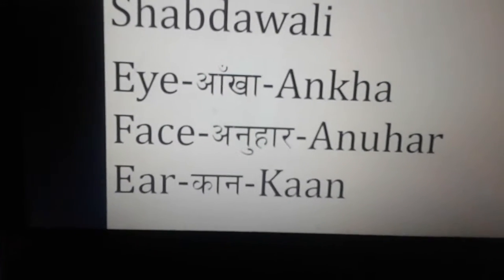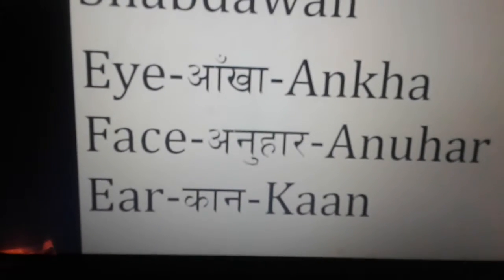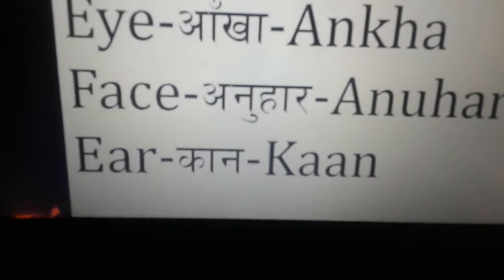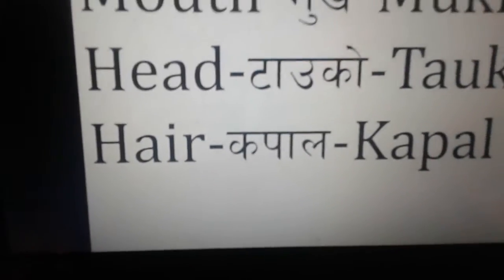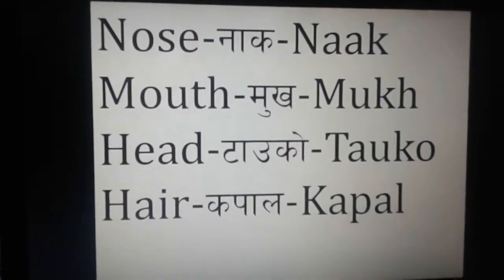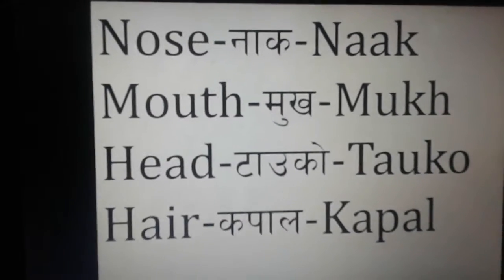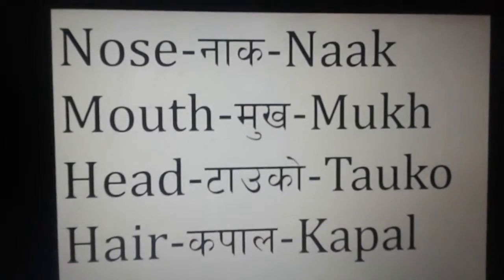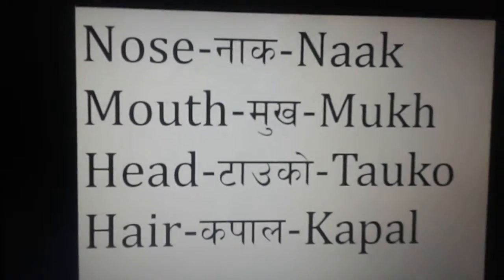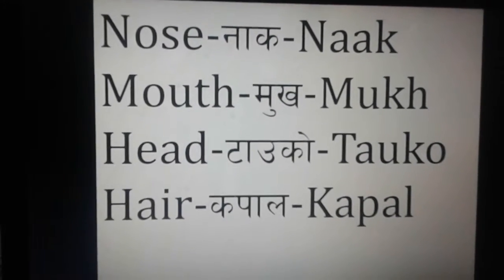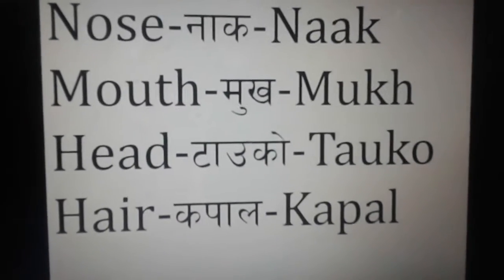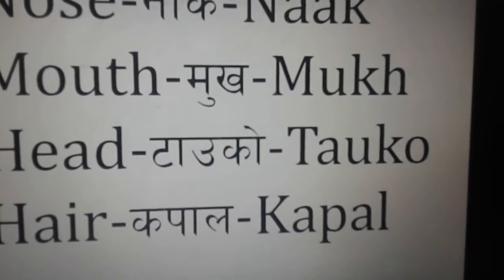Ear, E-A-R. Ear means in Nepali, kan, K-A-A-N, okay. Then nose, N-O-S-E, in Nepali, nak, N-A-A-K, in Roman also you can read easily. Mouth, M-O-U-T-H. Mouth means in Nepali, mukh, M-U-K-H.